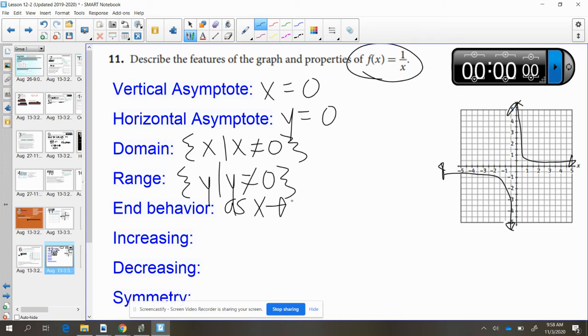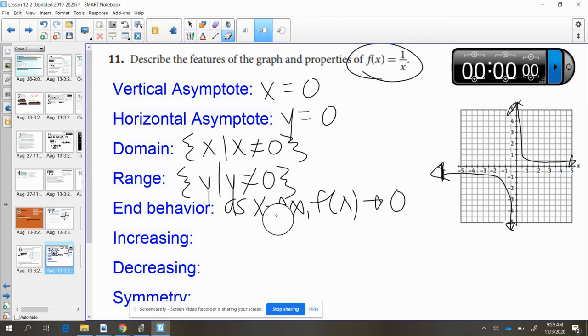So as x approaches positive infinity, our graph is approaching 0. And that's actually going to go for negative infinity as well, because we see over here we're also approaching negative infinity. So we can actually write this as one feature, if we'd like, where we could say that as x approaches positive or negative infinity, we're approaching 0 on this particular one.